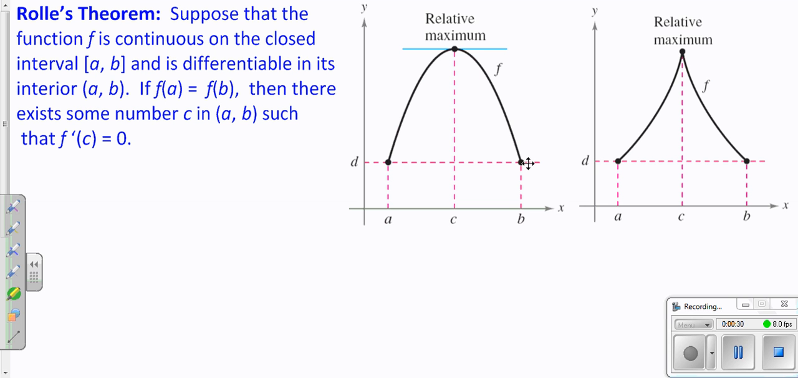Well, if they're at the same height, that means our slope is 0. Now, the mean value theorem says your derivative has to be equal to your slope. Well, Rolle's theorem still says the same thing. Your derivative has to be equal to your slope, but the slope between the two endpoints, since they're at the same height, is 0. So we just say our derivative has to be 0. Now, in this case, we could apply Rolle's theorem. We could not here because it's got a cusp here, so it's not differentiable there.